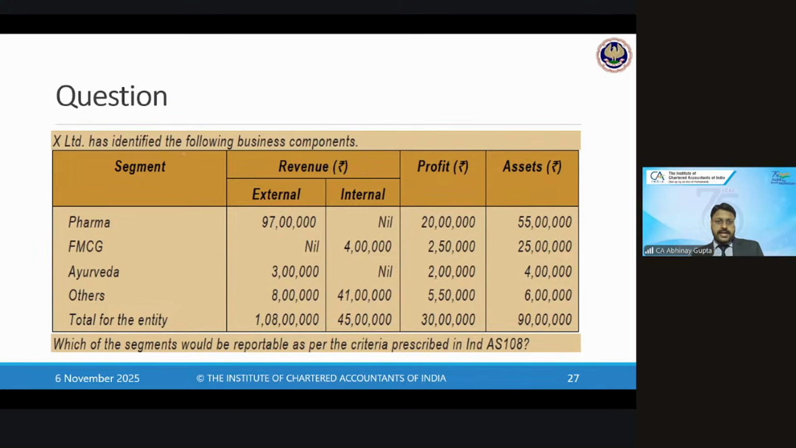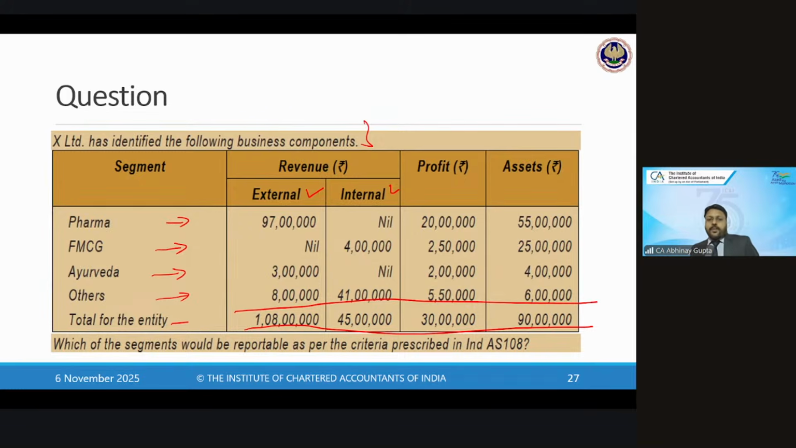X Limited has identified the following business components: revenue, external revenue, internal revenue. Pharma is one of the segments, FMCG is one of the segments, Ayurveda is one of the segments, and all the other segments are clubbed into others. And this is the total for the entity. This is the total line. So pharma, FMCG, and Ayurveda are the three operating segments which the CODM reviews. That's why it is coming here.